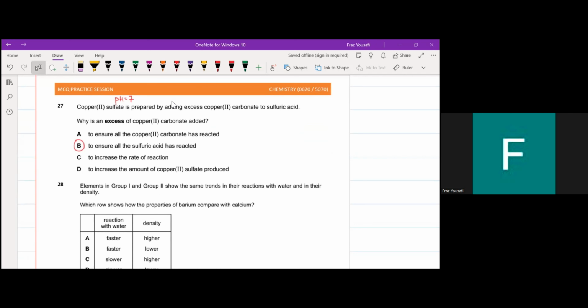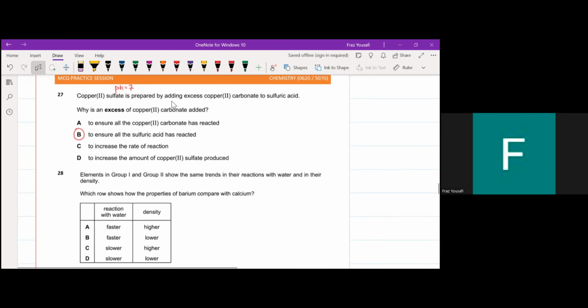No confusion, by the way. A lot of students have asked, अगर base excess में है, तो pH 7 कैसे होगा? Because copper carbonate is insoluble. Insoluble bases do not affect the pH of solutions.